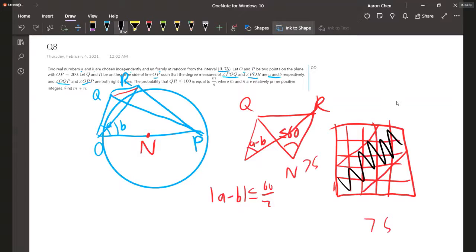And so we can use complementary counting. We can look at this area and this area. And so that area is 25 minus 3 squared over 25, which is 16 over 25. And so the answer is the sum of these two numbers, which is 16 plus 25, or 0.41. So does anyone have any questions?